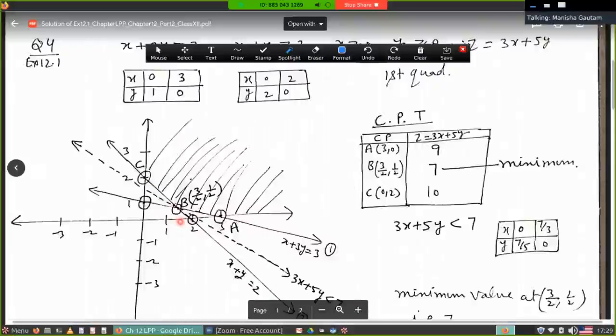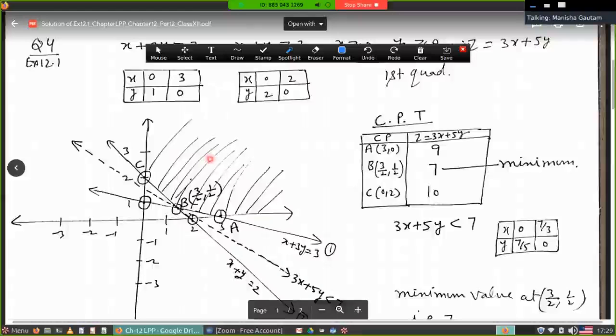Now, if you want to shade the region, you have to put the origin in the first inequality and the second inequality. Both give false statements when you put the origin. So you have to shade the region other than the origin, and this region which I have shaded is the common region you will get. This common region is an unbounded region.